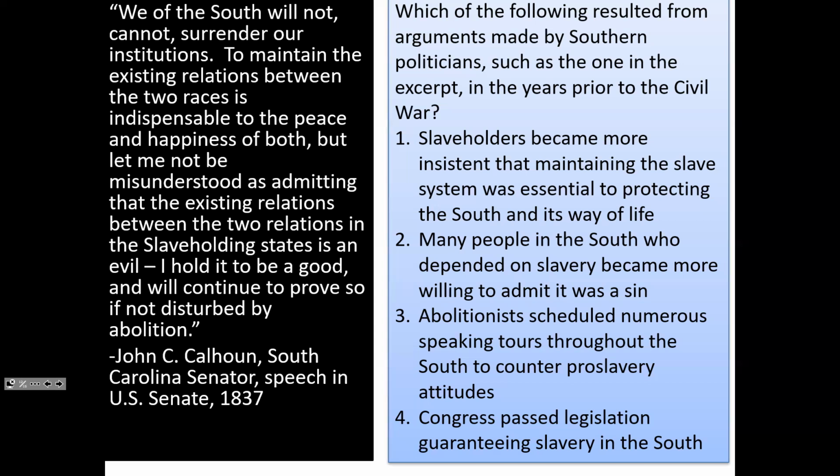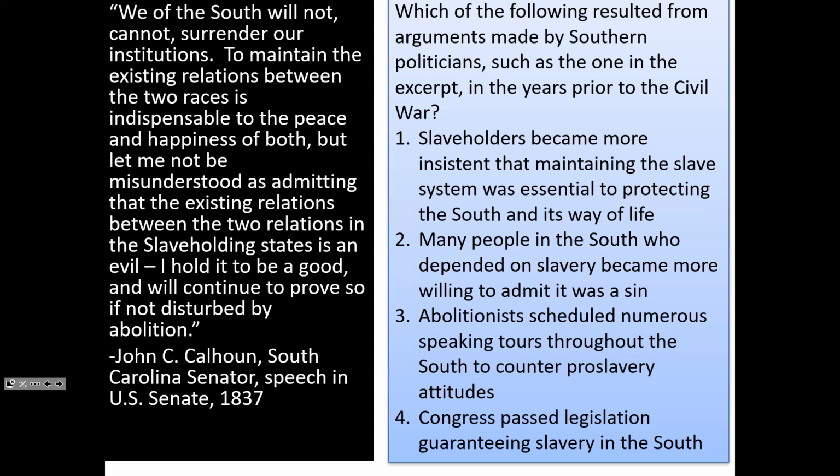Yes, good. So Calhoun's saying here, I hold it to be a good. Like what was mentioned before, absolutely right. He was one of the ones saying slavery is a positive good. And if you're looking at the answer choices, as you get to the 1830s, there's less and less in the South that are willing to admit that slavery is a sin. More and more are going to be on the same side as Calhoun, saying it's good.